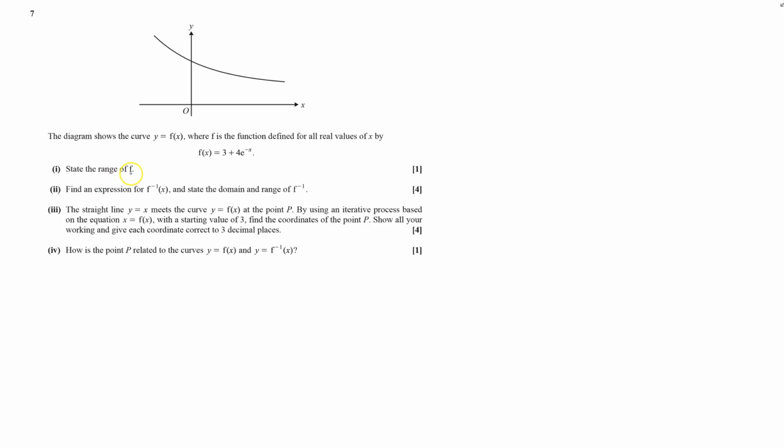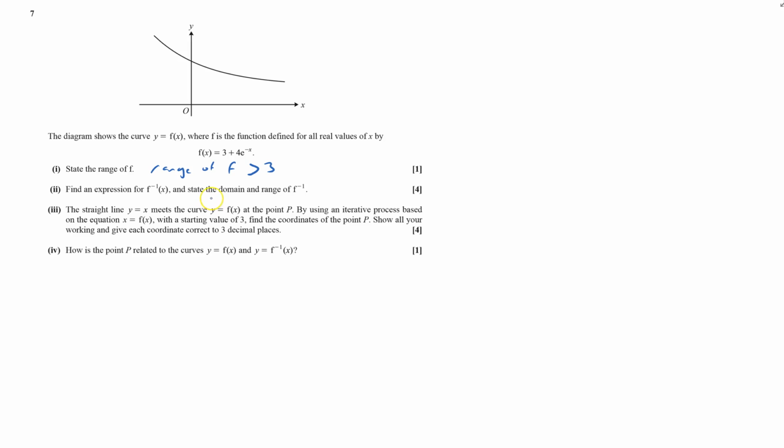Okay, so take the range of f. Well, f of x is 3 plus 4e to the minus x. So this bit will go right down as x goes further and further up. This one comes down closer and closer to 0, so it can't ever get down below 3. In fact, it can't ever get to 3 because this bit will always be a little bit positive. So therefore, the range of f is greater than 3, not greater than or equal to.